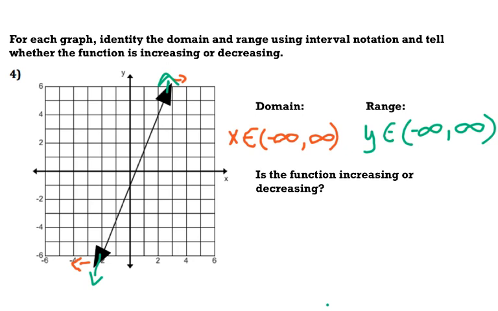Okay, is the function increasing or decreasing? Again, we take a look, we say, okay, from left to right. As we go from left to right across our graph, that line goes up. So this function is increasing.